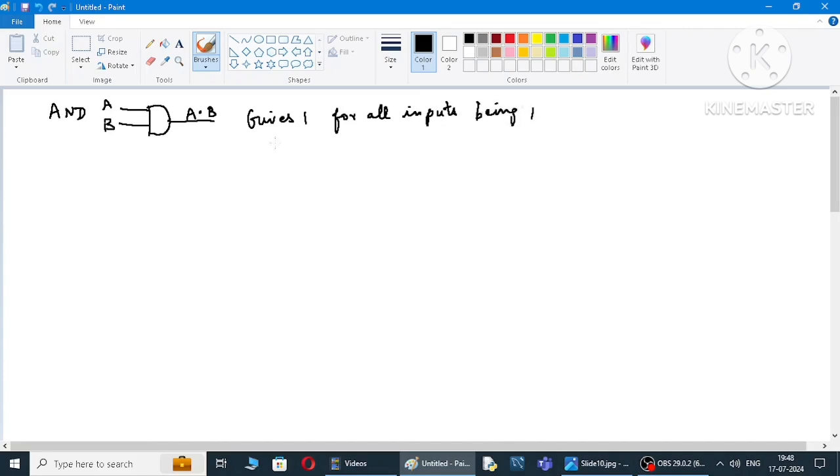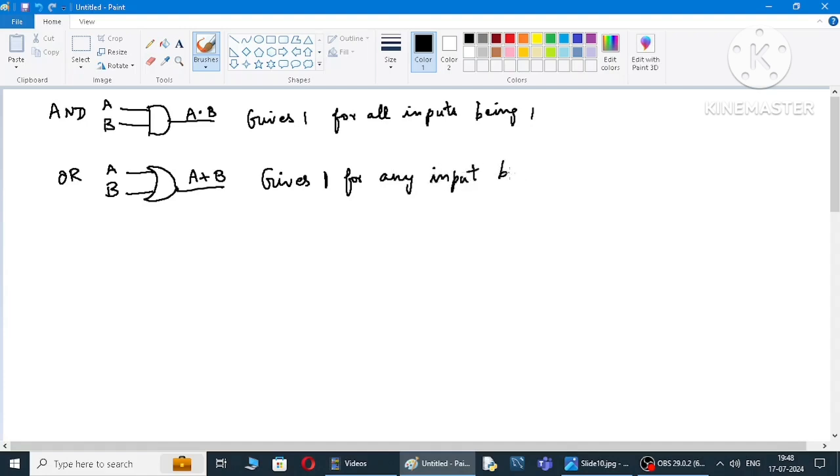The same goes for the OR gate. How is an OR gate drawn? Here is a bend and there is a pointed tip, and this is the representation of OR. What do you mean by OR? The plus symbol, the addition symbol. How is the output given for an OR gate? It gives 1 for any input being 1. If any one input is 1, the answer will be 1.